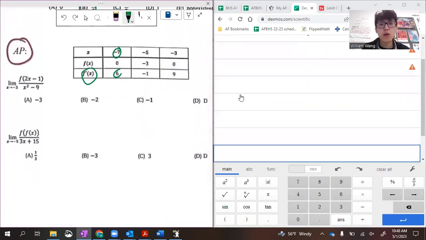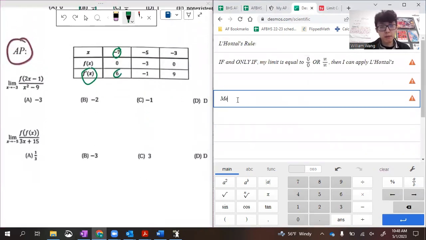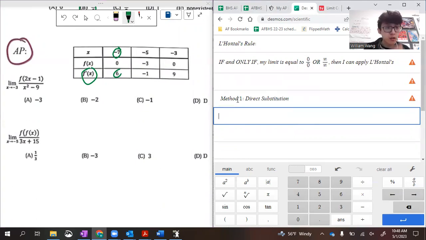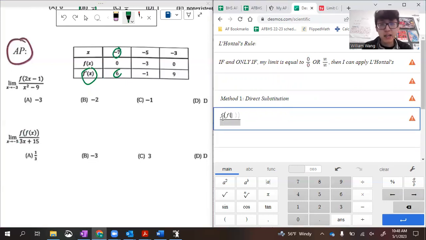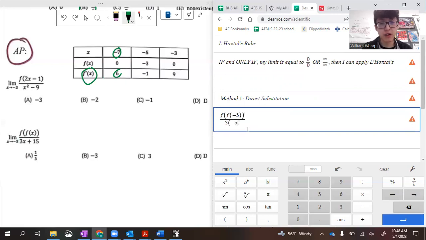So I'm approaching this function. What is my method supposed to be? Well, method 1 is direct substitution. All right, so x is approaching negative 5, so I'm going to plug negative 5 into my function. So it's going to be f of negative 5. I plug in negative 5 for x right here. Cool, the denominator is going to be 3 times negative 5 plus 15. All right, let's figure out what this is equal to. Well, the denominator, 3 times negative 5 plus 15, you'll see that equals 0.